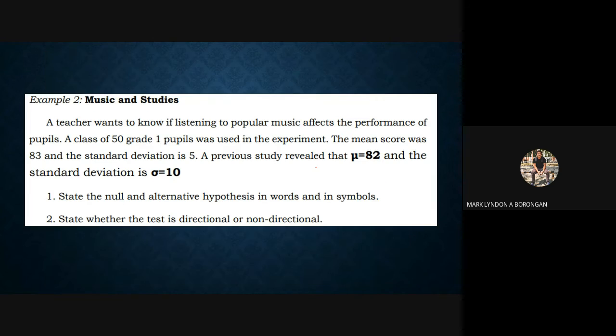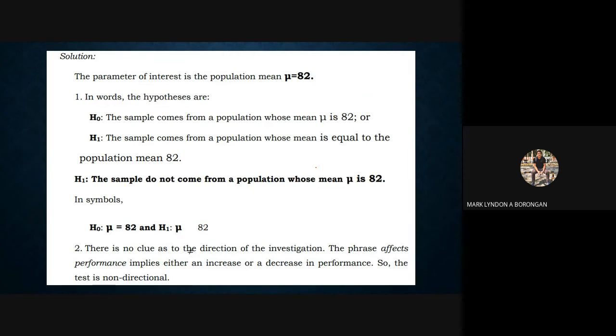So, given naman ang atong 82, that is our population mean. So, in other words, the hypotheses are, atong null hypothesis diri will be, in words ni siya ha. So, the sample comes from a population whose mean is mu, which is equal to 82. Or the alternative, so, ano siya tong H sub 1. So, the sample comes from a population whose mean is equal to the population mean.